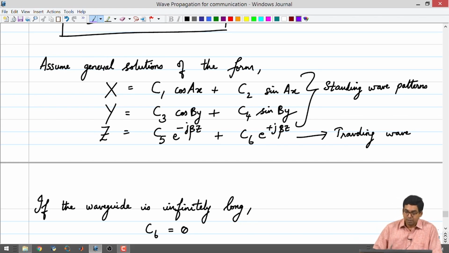So, you can pick up in the case of TM a general solution that looks like C1 cos Ax plus C2 sin Ax, that corresponds to a standing wave in the x direction. And similarly for the y direction, it is a standing wave, you can assume the same form. And in the z direction, we just use a travelling wave forward and backward. So, we already are aware of this solution, that is we have a forward travelling wave with e to the minus j beta z and a backward travelling wave with e to the plus j beta z.